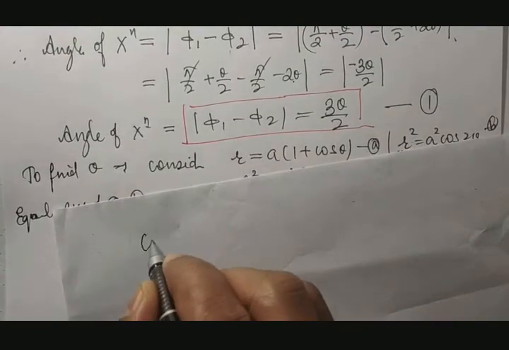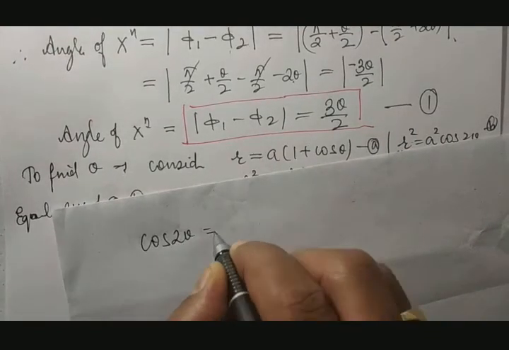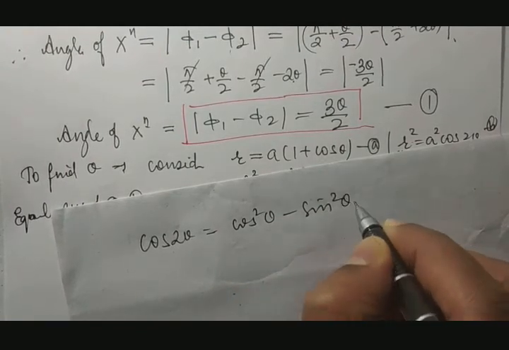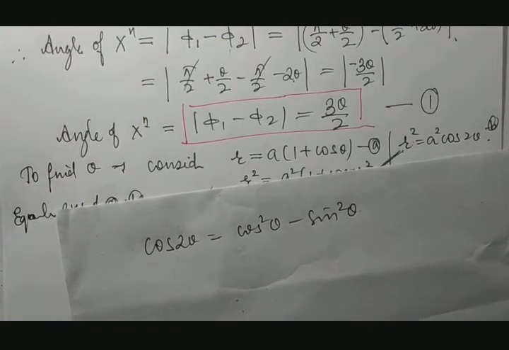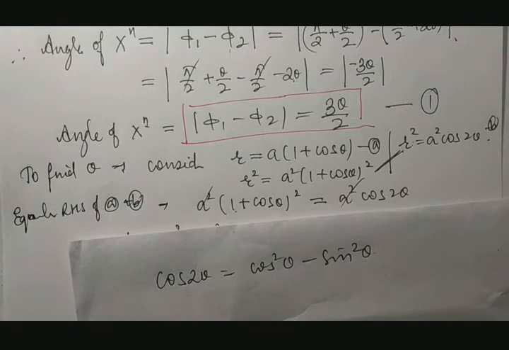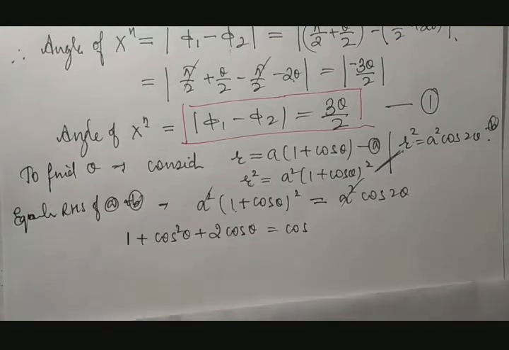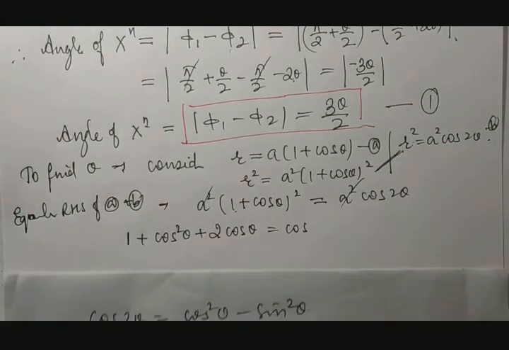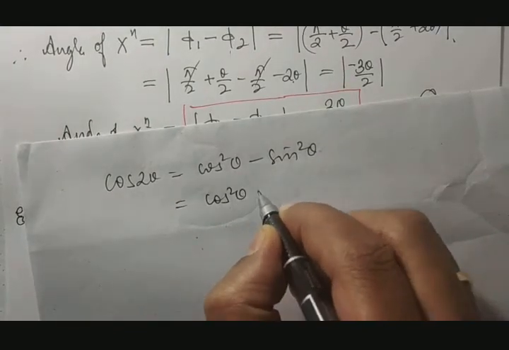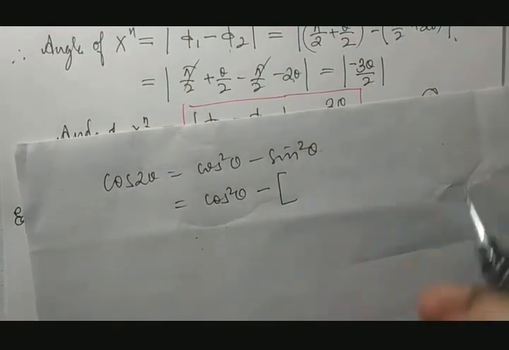We know that cos 2 theta is nothing but, there is a formula: cos square theta minus sin square theta. Fine. So cos 2 theta is equal to cos square theta minus sin square theta. But I want cos square because here there is a cos square, so I will not disturb this. I'll take it as cos square theta minus, how do you write sin square theta?